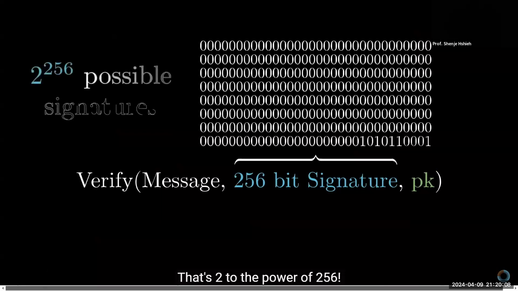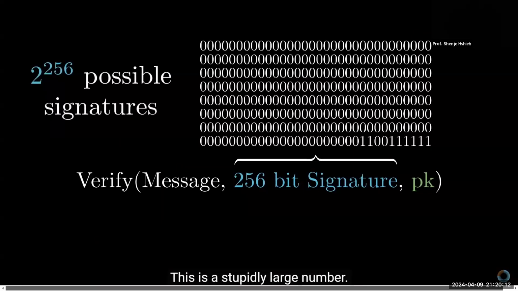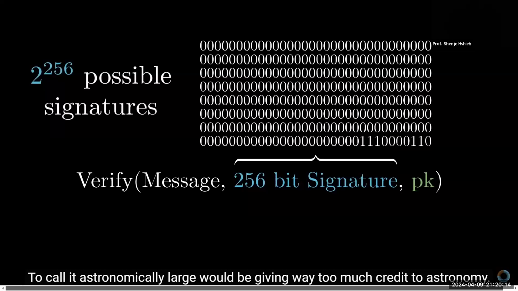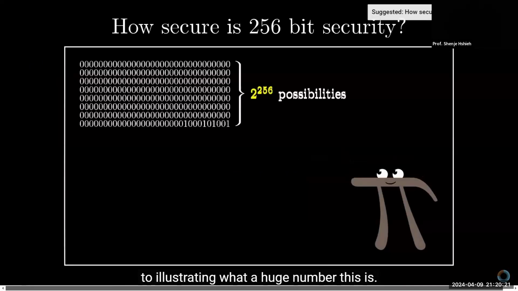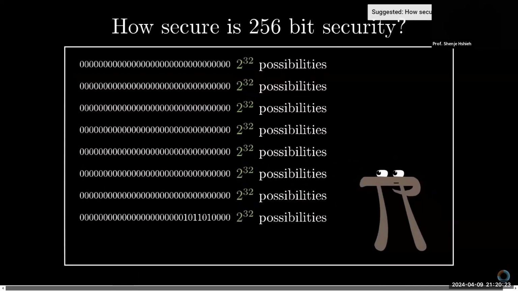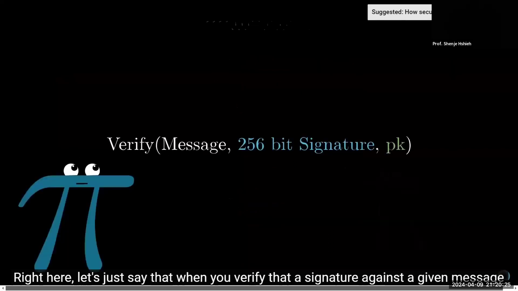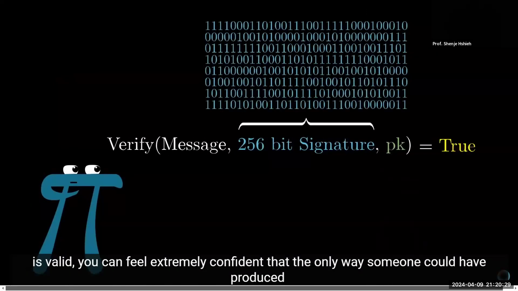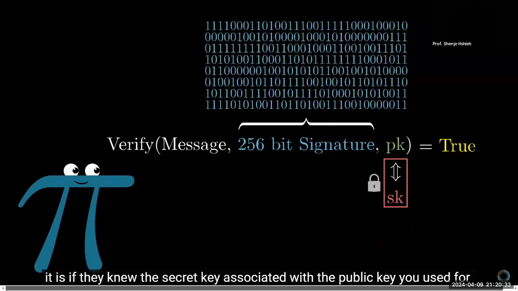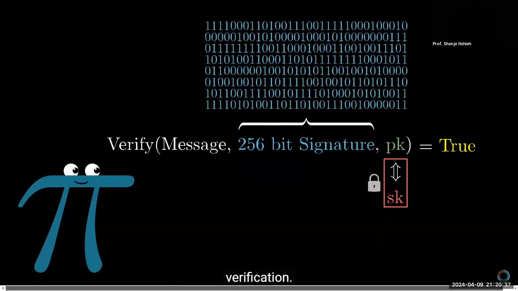Now think about how many signatures there are with a length of 256 bits. That's 2 to the power of 256. This is a stupidly large number. To call it astronomically large would be giving way too much credit to astronomy. In fact, I made a supplemental video devoted just to illustrating what a huge number this is. Right here, let's just say that when you verify that a signature against a given message is valid, you can feel extremely confident that the only way someone could have produced it is if they knew the secret key associated with the public key you used for verification.